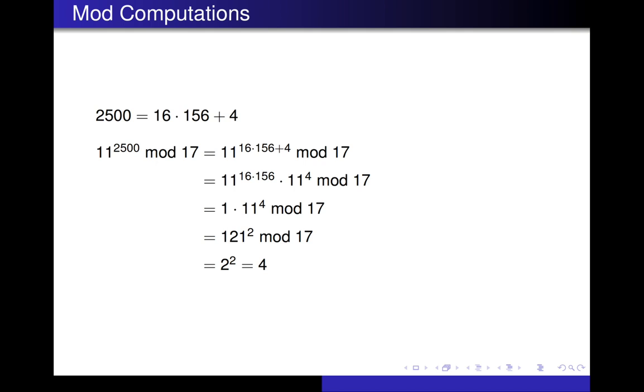And you can see that just by doing one little quotient remainder with the phi of 17 and a few minor computations gives us a really easy computation for what otherwise would have been a horrible computation.